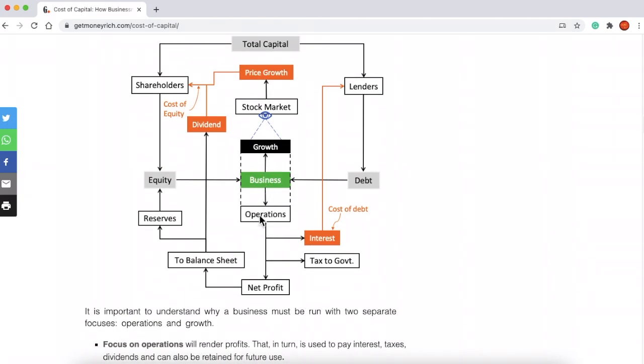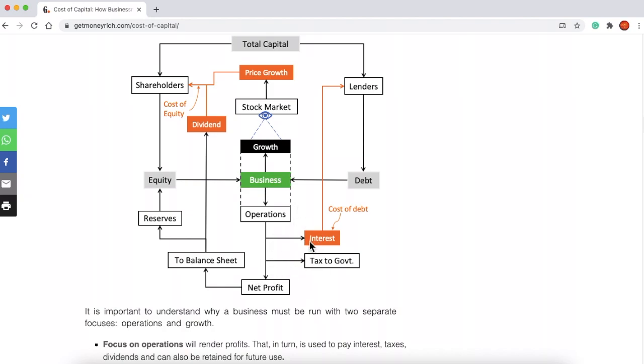For the moment, let's concentrate on the operational side of the business. A business doing operations for what? It produces goods and services, it sells it to the market, and basically it does operations to generate profits. Why profits? Because it has to pay interest and it has to pay tax to the government, and what remains as a balance is called net profit. So generally speaking, we can say that a business operation is mainly focused to generate net profits.